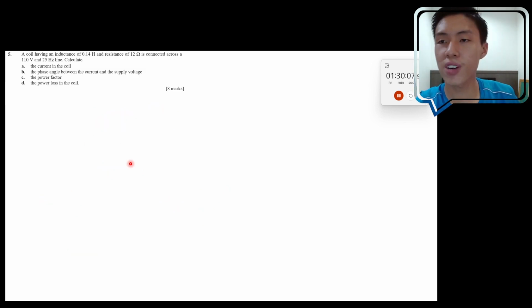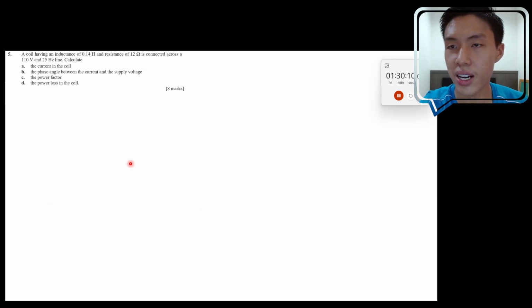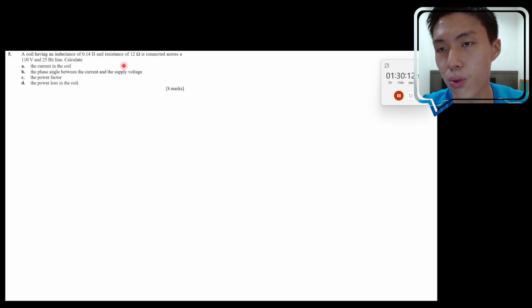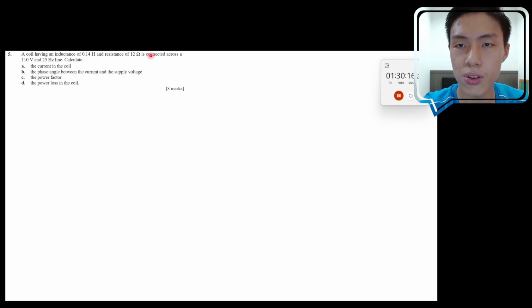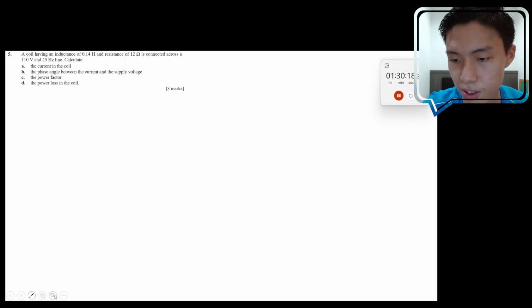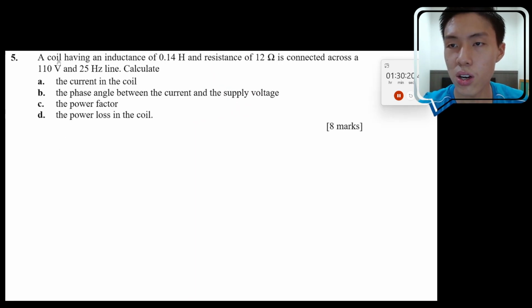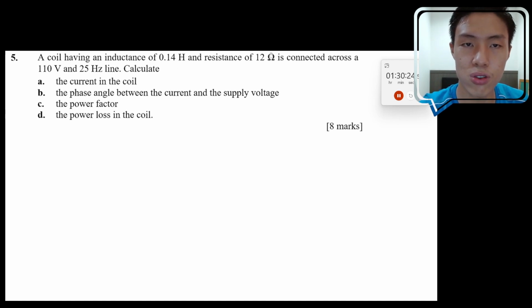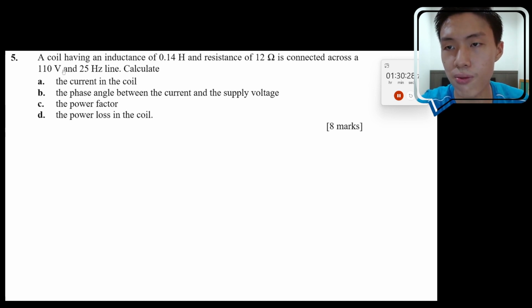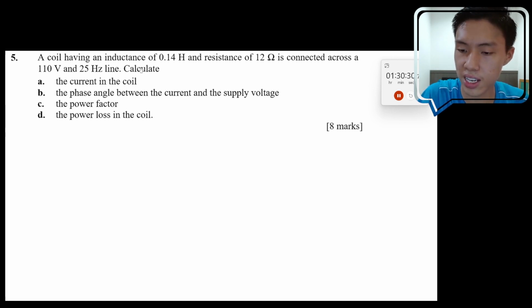Next, we have question 5 over here. Let me zoom in first, or else you cannot see the question. A coil having an inductance of 0.14 Henry and a resistance of 12 ohm connected across a 110 volt and 25 hertz line. Let's sketch it out.